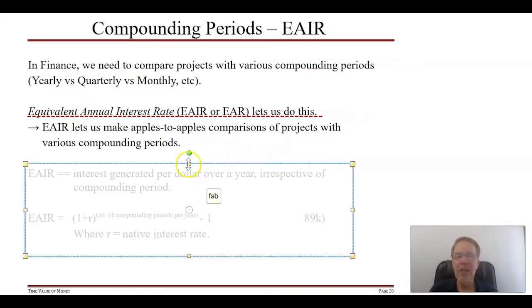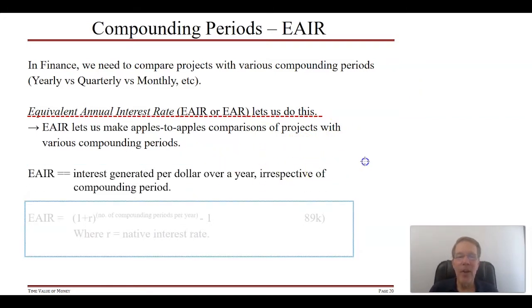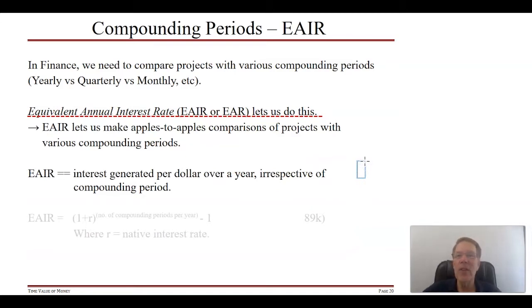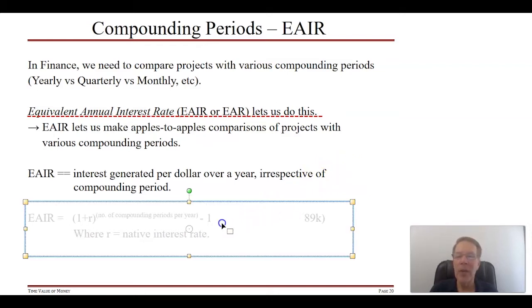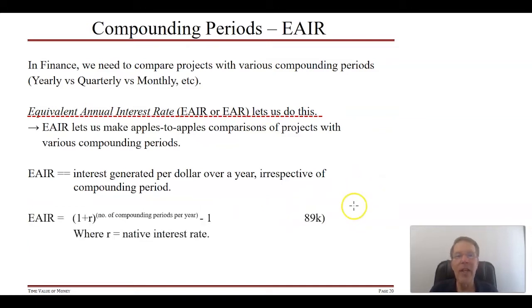And so let's get all pedantic on this now and get the definition. So the equivalent annual interest rate is the interest generated per dollar over a year, irrespective of compounding period. That's awesome because now we can put everything on the same footing. Doesn't matter if it's monthly, quarterly, whatever, we can put them all on an equivalent annual basis and compare and contrast them. And not only that, but we have a simple formula to get the equivalent annual interest rate from any old interest rate with any old compounding period.